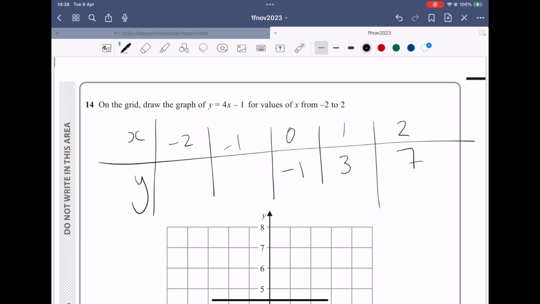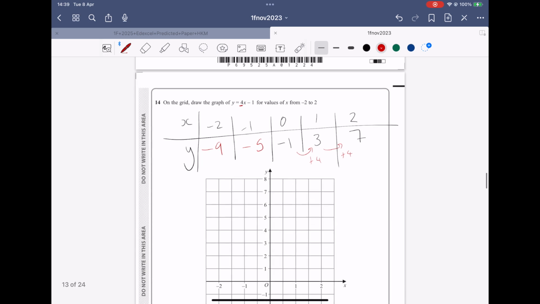Now, there's a trend here. Each time it's going up by 4 because of this 4x. The reason I'm telling you that is because it's easy to do the negative ones like that. Otherwise, you might make a mistake with your minuses. So I'm going to go back 4 here, so we get minus 5, and then we get minus 9. I've just gone back 4. Then we've just got to draw it.